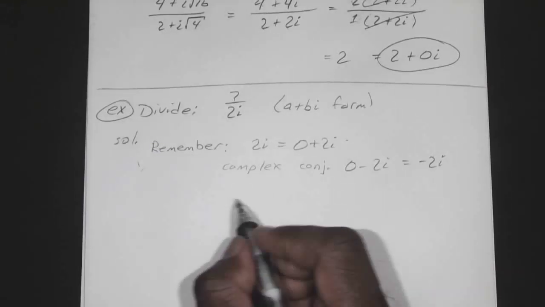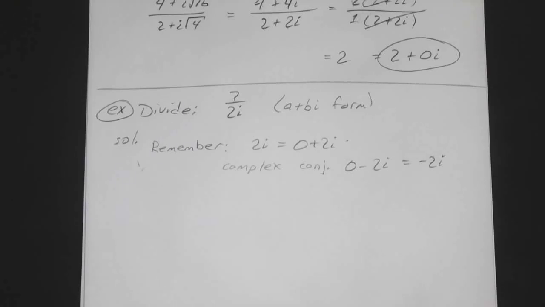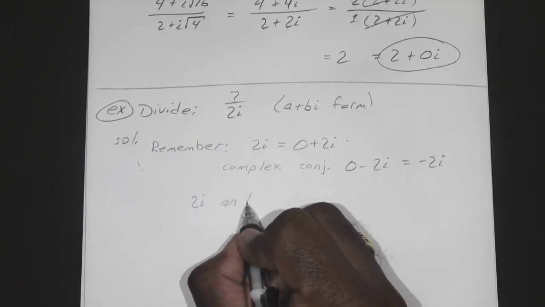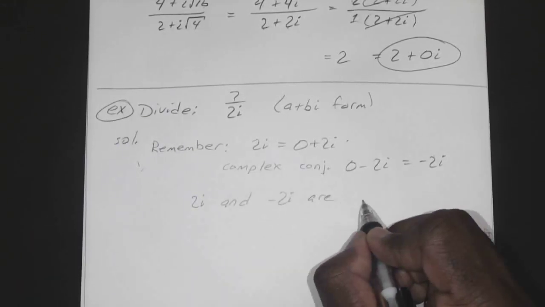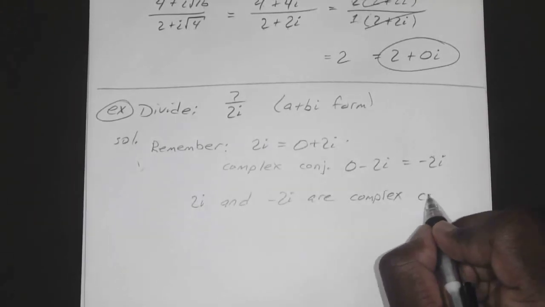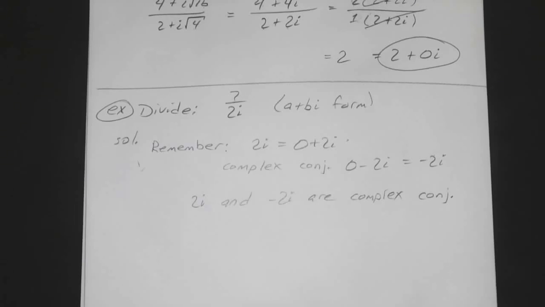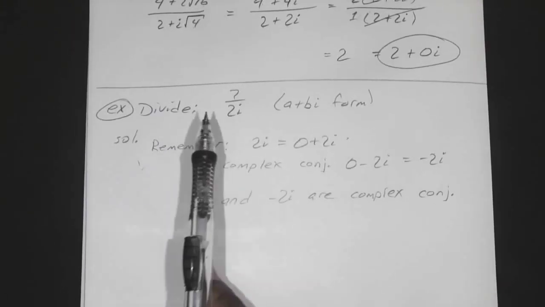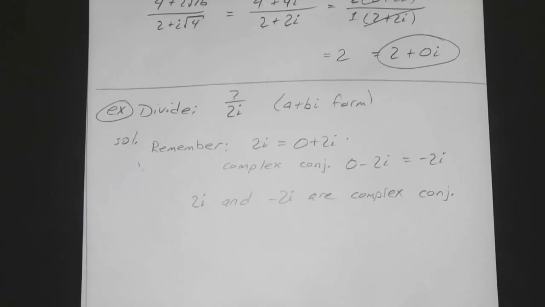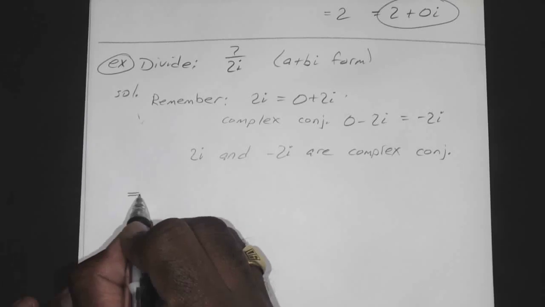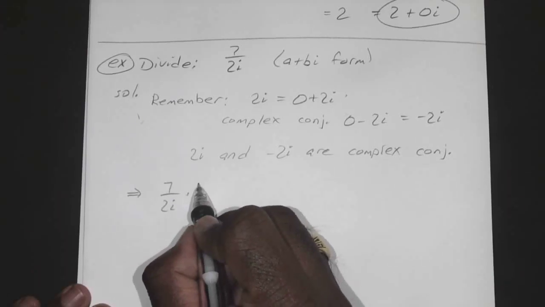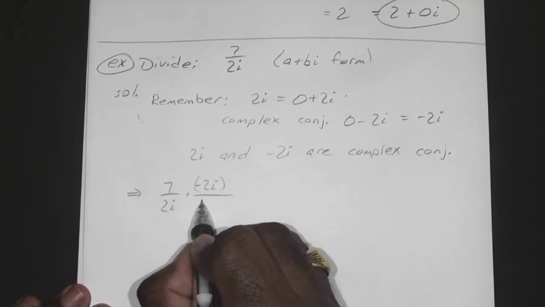So if you're looking for the complex conjugate, that's just changing the sign of the imaginary number. So 2i and negative 2i are complex conjugates. You don't have to always write it out as 0 minus 2i and 0 plus 2i. If you see a single term imaginary number, just change the sign in front of it and you're all set. So if we have 7 over 2i, we just multiply it by negative 2i over negative 2i.